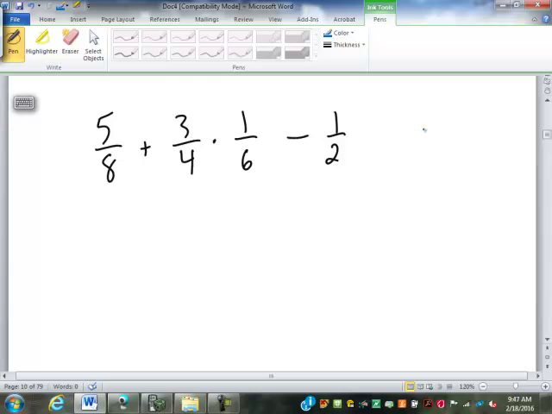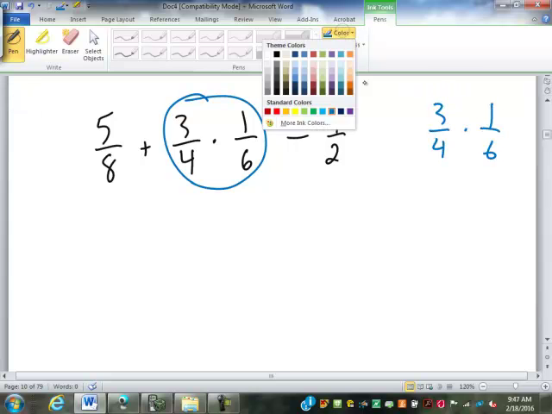How would we do something like this? Yeah, this is just like any other order of operations. You do have to multiply first. So you have to do that first. So what are we going to do? 3/4 times, I'll put it over here so we've got room to do it, times 1/6.